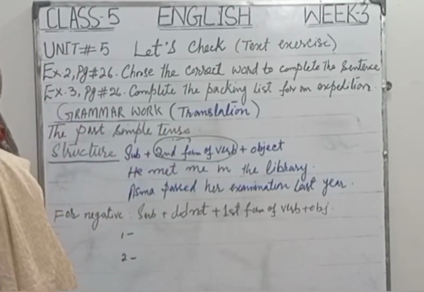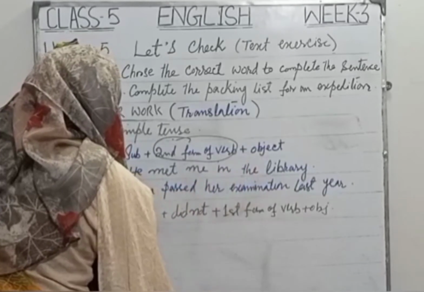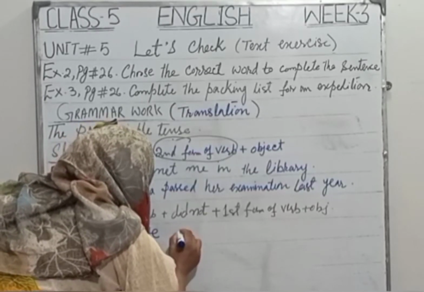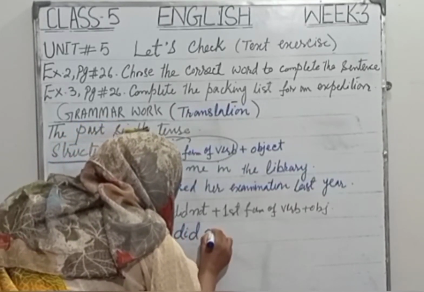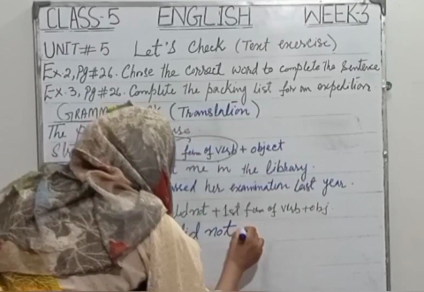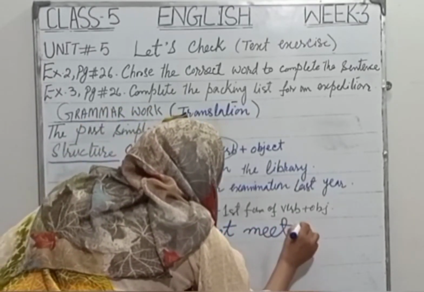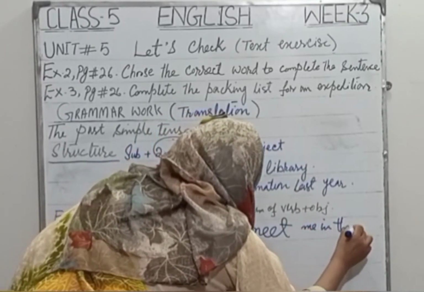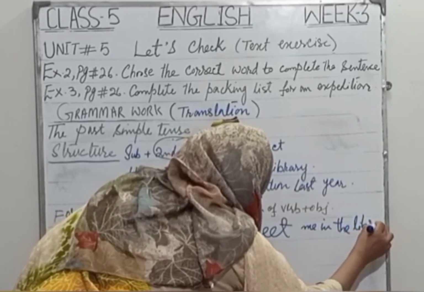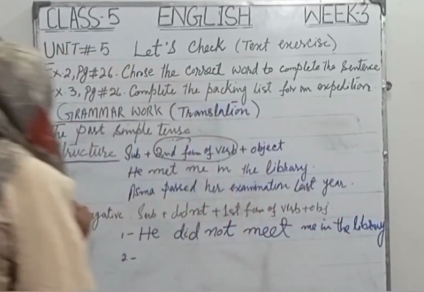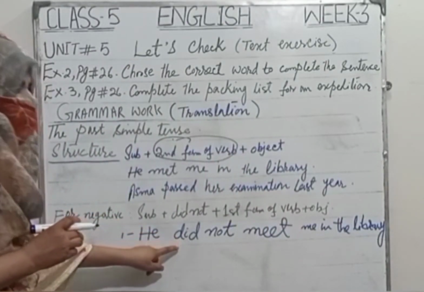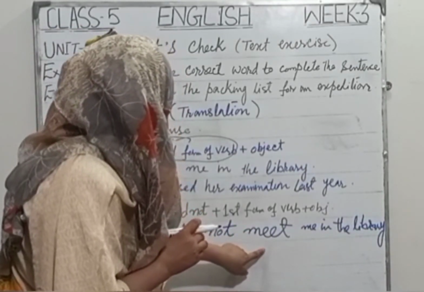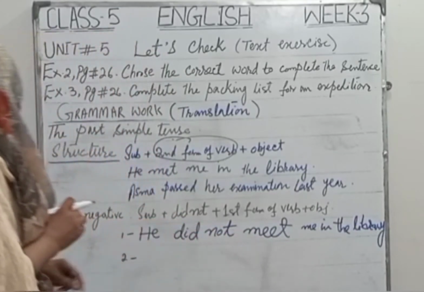Number 1 sentence, he met me in the library. For negative, he did not meet me in the library. Did you mark here, beta? As we have here the auxiliary verb did, so we change the second form of verb into the first form of verb.